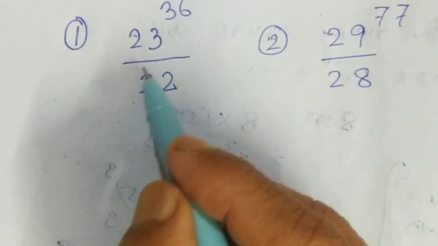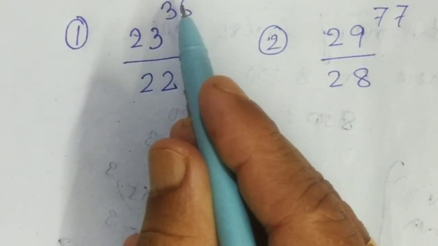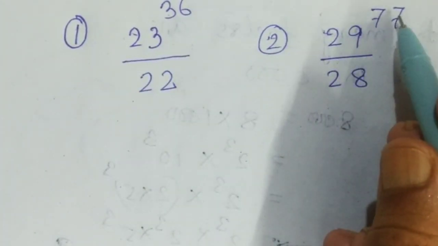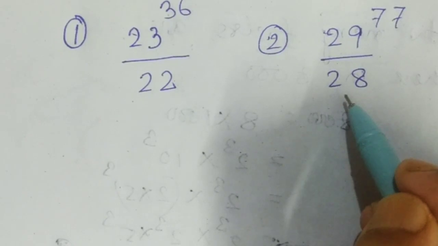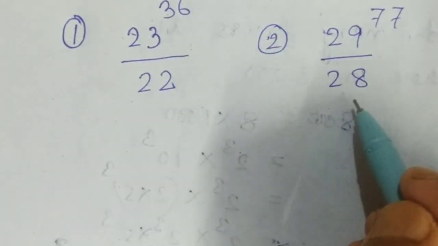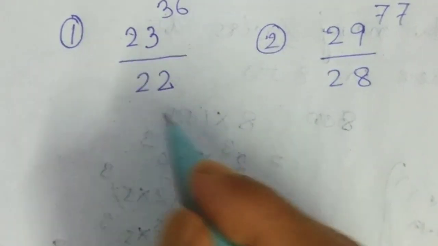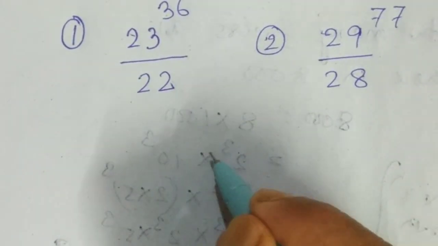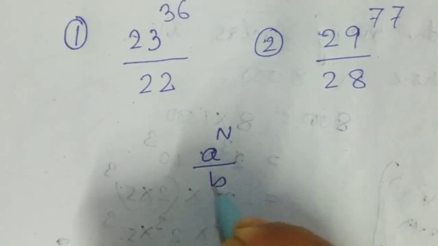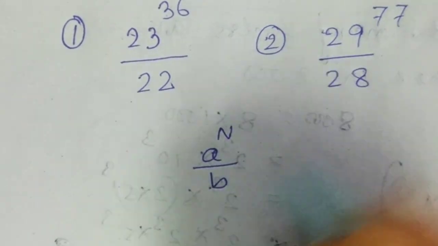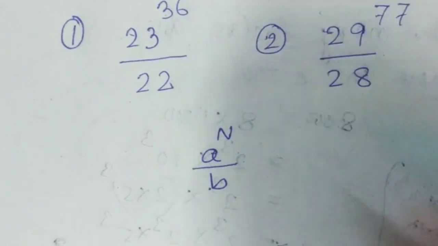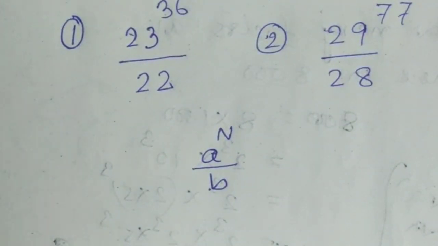Now if the question is like this, 23 to the power 36 divided by 22 and 29 to the power 77 divided by 28, then what is the remainder of question 1 and question 2? Here is a trick. The form is like this: a to the power n divided by b. Here a is 23, b is 22, and n, the power, is equal to 36.